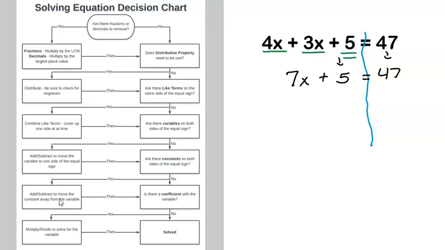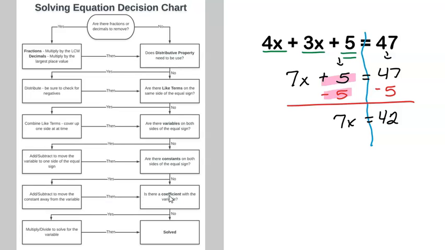And I add or subtract to move that constant away from the variable. All right. So 5 is the one on the same side as the variable. I am going to subtract because 5 is positive. So I am going to do inverse operation, which would be subtraction. And what I do on one side, I do on the other. So I'm going to subtract 5. That gives me a positive 5 minus 5. Those cancel out, leaving me with 7x on the left. And then 47 minus 5 gives me 42. All right, so I did my add or subtract.